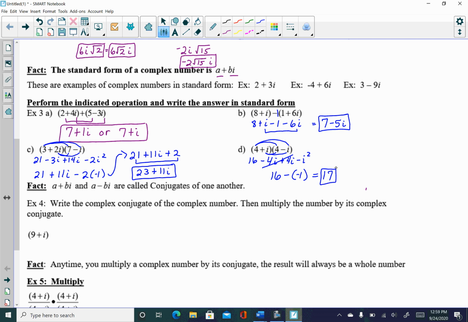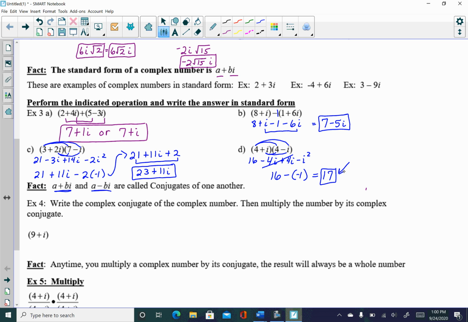That last example was actually a special case. If you'll notice, this is 4 plus i and 4 minus i. Those are referred to as conjugates. Anytime you have a plus bi and a minus bi, those are referred to as conjugates. Essentially, the only thing that was different between these two terms was that one was positive, one's negative. So that's the only difference here. In order to be a conjugate, one's positive, one's negative, but everything else stays the same. And when you multiply the conjugates together, you always arrive at a whole number.